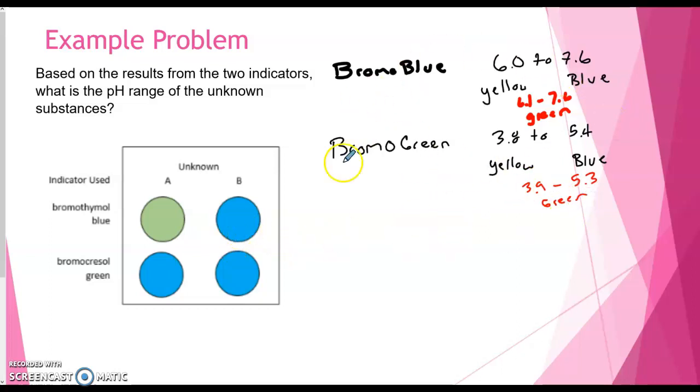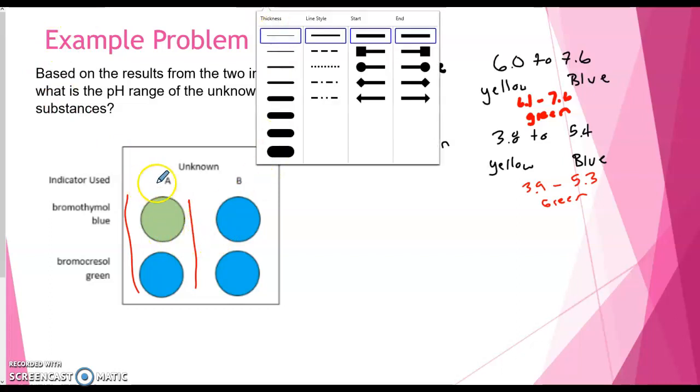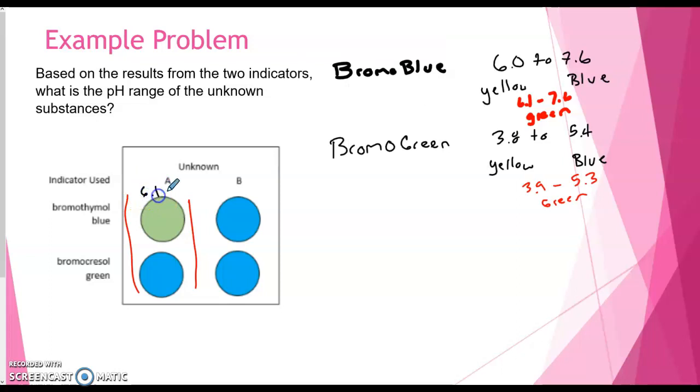So what's that tell us? Well, this is substance A, and then substance B is here. So this is how they're divided. Substance A, bromo blue, is going to be green, so we know from that it will be a range of 6.1 to 7.5. So that tells us the range of bromo blue. The bromocresol green, however, is going to be blue, so we know that it's going to be 5.4 all the way up to 14, a big range of numbers.